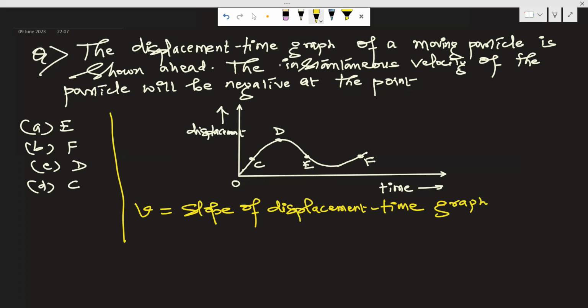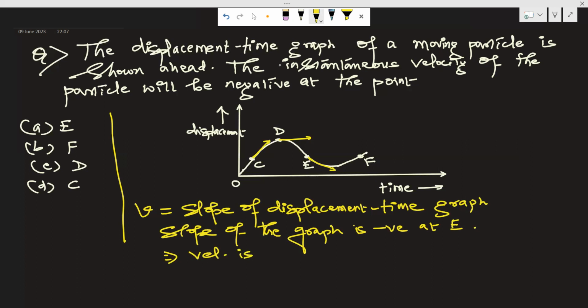तो पॉइंट सी पे जो टेंजेंट टू द कर्व है इट इज अपवर्ड राइजिंग. पॉइंट डी पे जो है वो फ्लैट है, मतलब वेलोसिटी जीरो है. अब ओनली यू कैन सी एट पॉइंट ई द टेंजेंट इज कमिंग डाउन. तो ऑटोमेटिकली वी कैन से दैट स्लोप ऑफ द ग्राफ or tangent to the graph is negative at point E. So therefore we can say that velocity is negative at the point E. So that is our option number A. Is that clear?